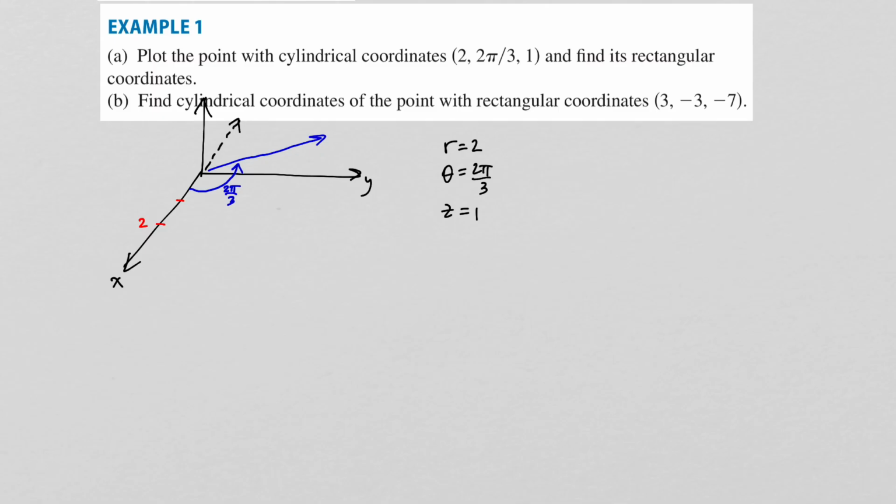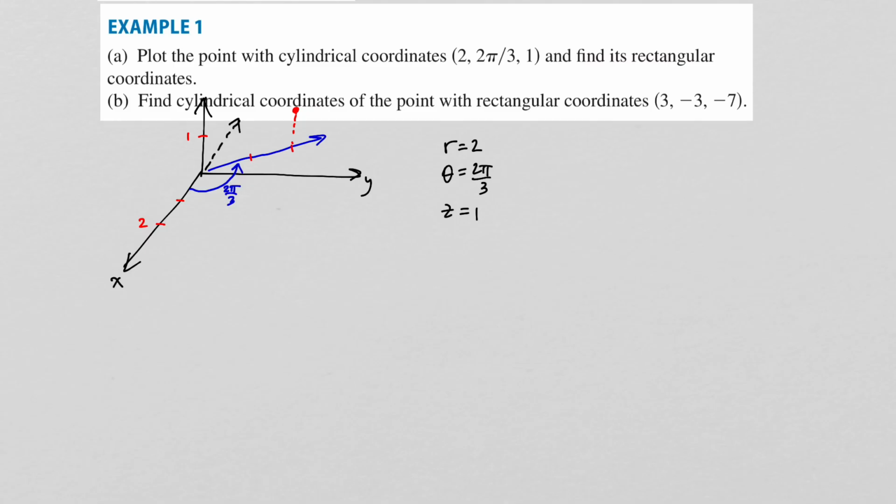So we are going to go on that angle now 2 units out. And so 1, 2. And then finally we have a z-coordinate equal to 1. So if this is equal to 1 on the z-axis, we are simply going to come up a distance of 1 unit there. And that is the approximate location of that point.